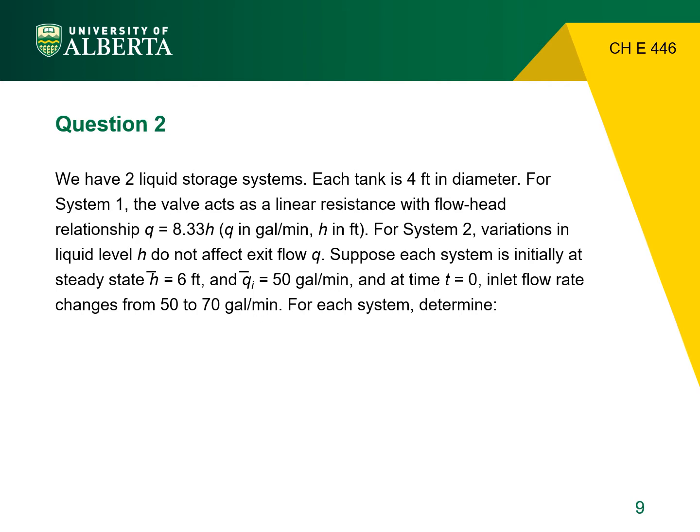Both systems are initially at steady state with liquid level h-bar equals 6 feet and inlet flow rate Qi-bar equals 50 gallons per minute. At time t equals 0, the inlet flow rate was changed to 70 gallons per minute. For both systems, we are asked to find the transfer function models between the liquid level and inlet flow rate.